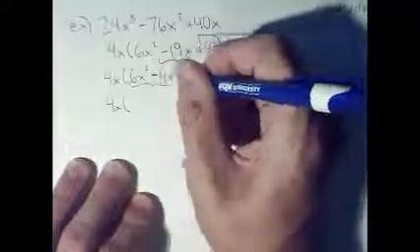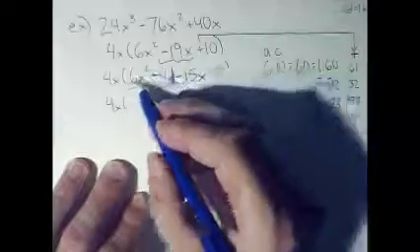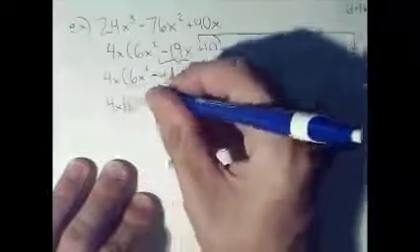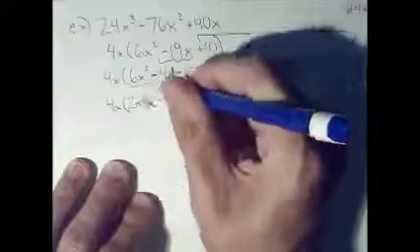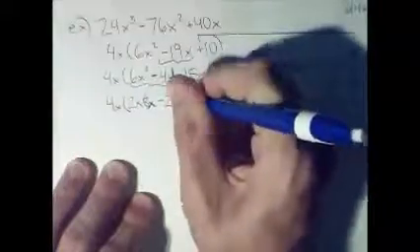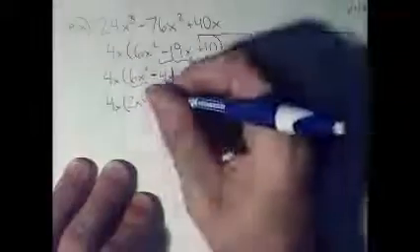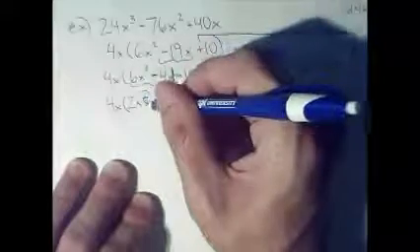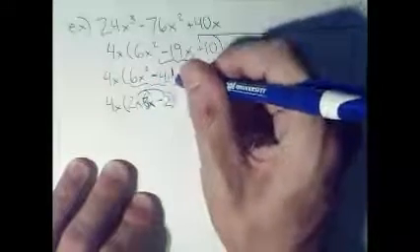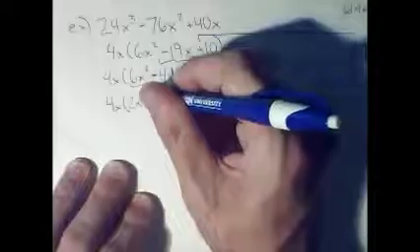Factor by grouping. Look at those first 2. My GCF is going to be 2x. When I factor it out, I get 3x minus 2. See how when we say 2x times 3x is 6x squared? You see how when we say 2x times negative 2 is a negative 4x? Again, I'm factoring out that GCF.